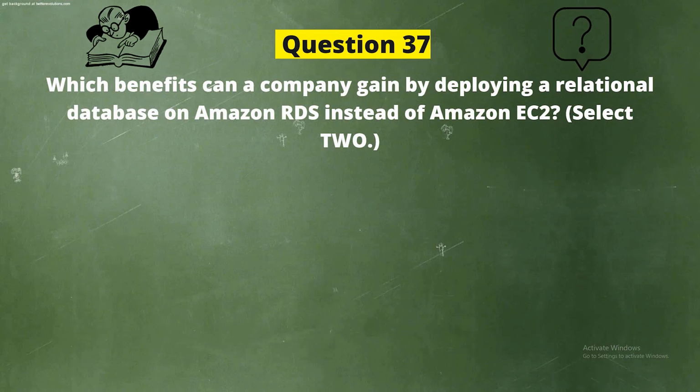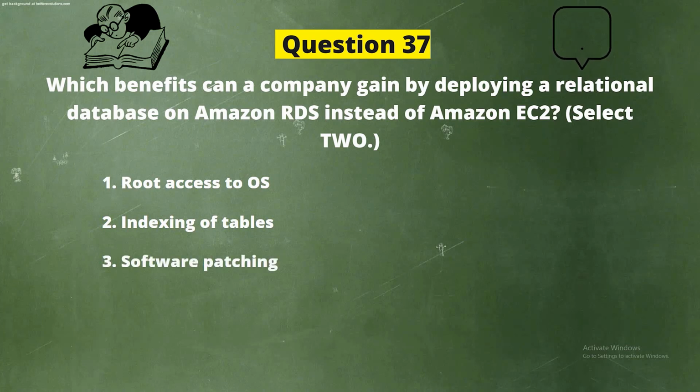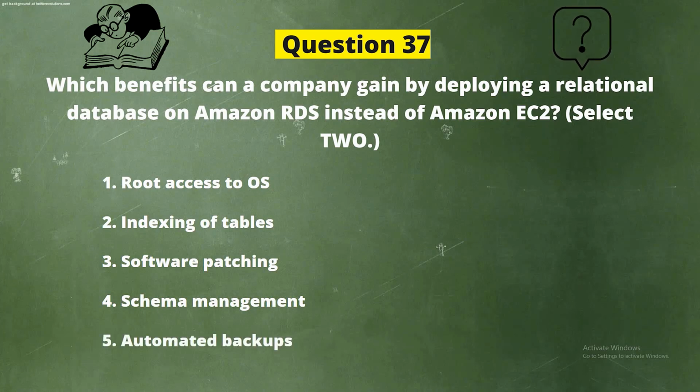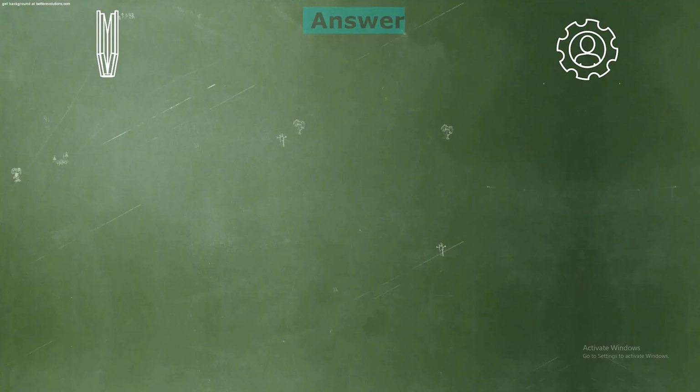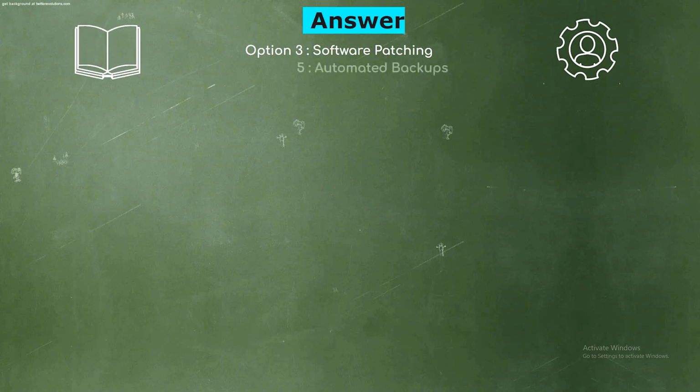Next question. Which benefits can a company gain by deploying a relational database on Amazon RDS instead of Amazon EC2? Select 2. And the options are: Option 1. Root access to OS. Option 2. Indexing of tables. Option 3. Software patching. Option 4. Schema management. Option 5. Automated backups. And the correct answers are: Option 3. Software patching. And Option 5.